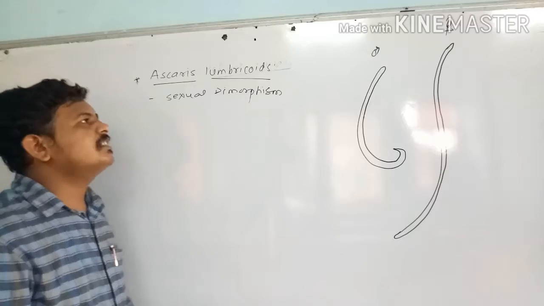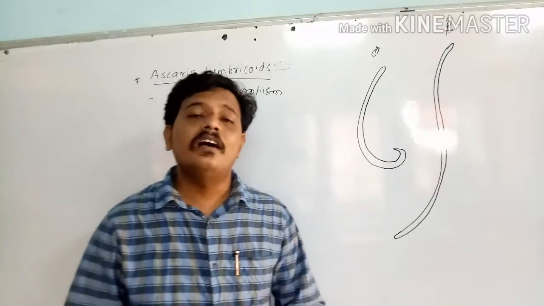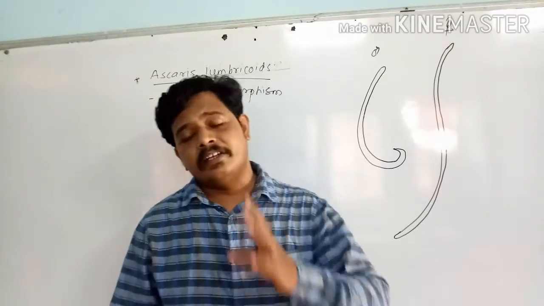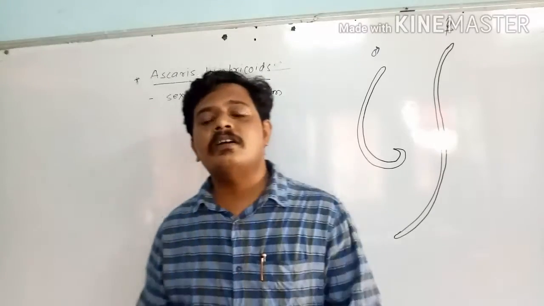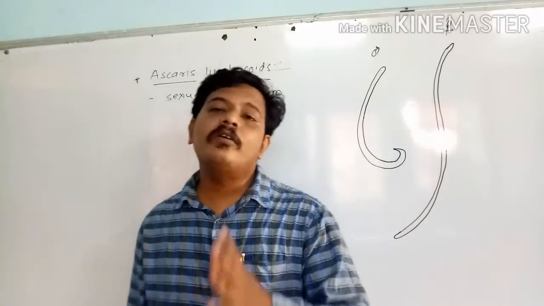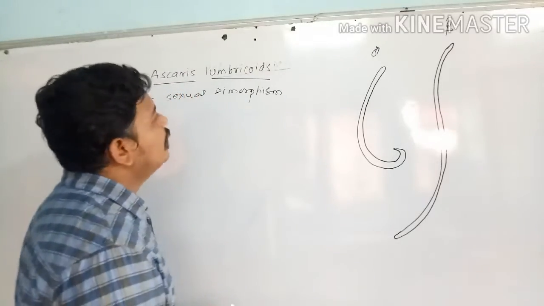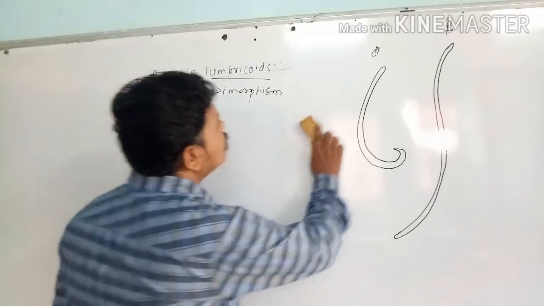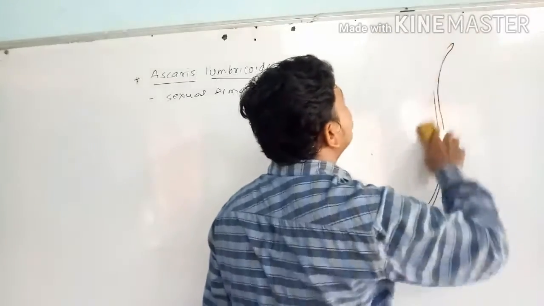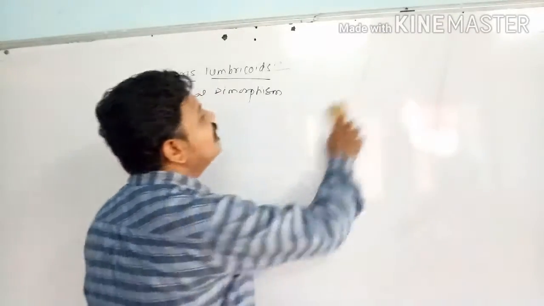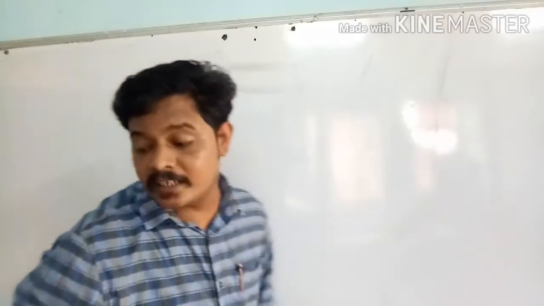Okay, now the life cycle of Ascaris lumbricoides is a simple life cycle, meaning it requires only one host to complete its life cycle. Ascaris lumbricoides completes its entire life cycle in only one host, and that is human beings. Now see how Ascaris lumbricoides completes its life cycle and how it causes ascariasis. When Ascaris infects a healthy human being, it causes a disease called ascariasis.